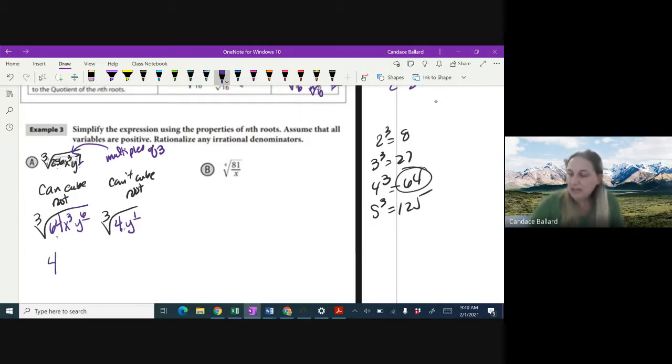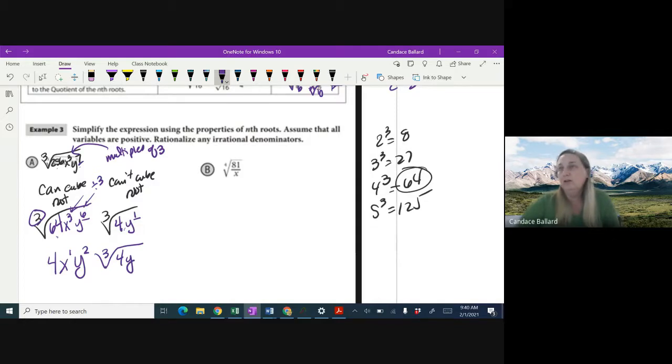To take the cube root of these exponents, you divide by whatever's in the root, so by 3. So it would be x to the 1st, or just x, y to the 2nd, and then this stuff stays in the root: cube root of 4y. That's it. We're going to try it again. The more of these we do, the better. The more you see, the better.